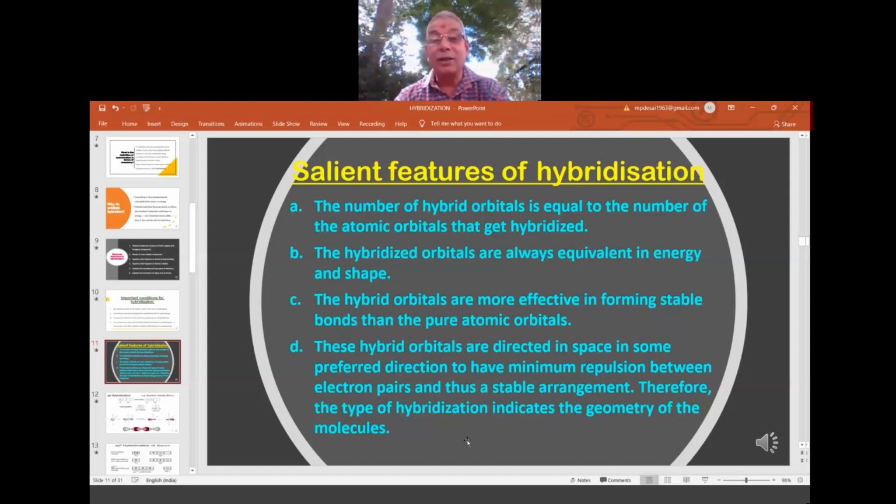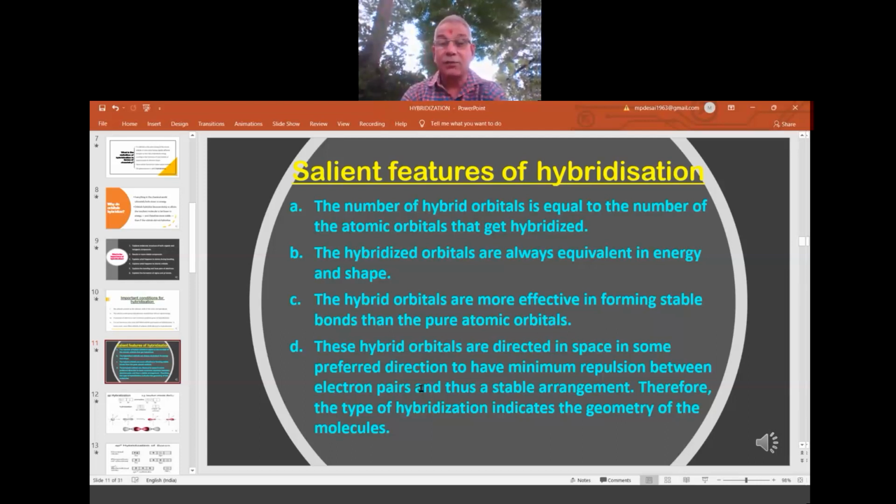Second, the hybridized orbitals are always equivalent in energy. This I already told: the hybrid orbitals are more effective in forming stable bonds than the pure atomic orbitals. Earlier we learnt only pure atomic orbitals, the normal atomic orbitals, combining using the Lewis structure. But now these pure atomic orbitals are going for the hybridization. After hybridization, they become stable. Then they go for better molecule formation, compound formation. So the hybrid orbitals are better than the normal ones. Therefore, they go for the hybridization. This I already made clear.